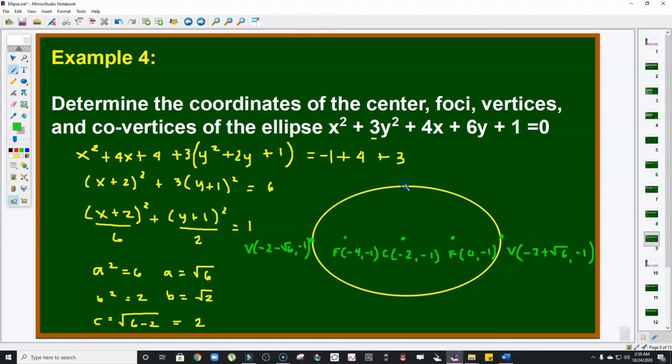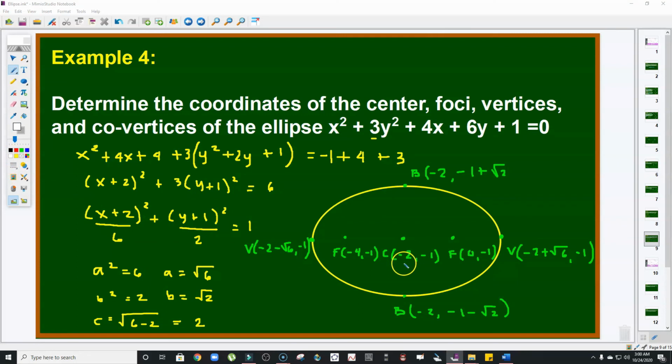See that? Now, for the co-vertex, alright, so negative 2. Okay, so same with dito, negative 2. Hindi mababago yung x. Kay y naman ako mag-a-add ng square root of 2. Okay, so therefore, that is negative 1 plus square root of 2. Then, here, negative 1 minus square root of 2. There you go. See that?